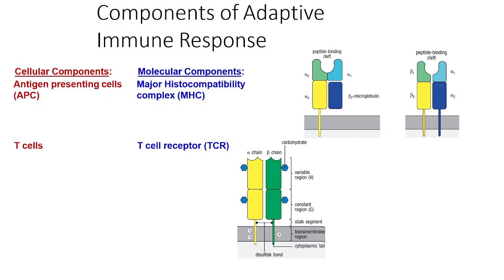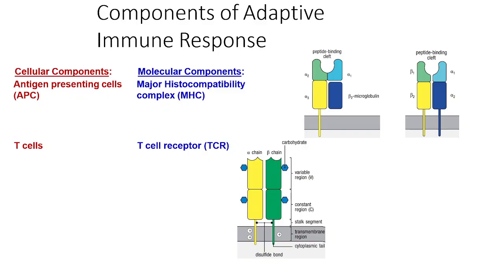Now the components of the adaptive immune system. The cellular components include the APCs, and the molecular components include the major histocompatibility complex, the MHCs. So what are the APCs? These cells eat the pathogens, act like macrophages, and display fragments of them as antigens on the surface to show other immune cells what to attack. The T cells are a type of white blood cell that plays a central role.